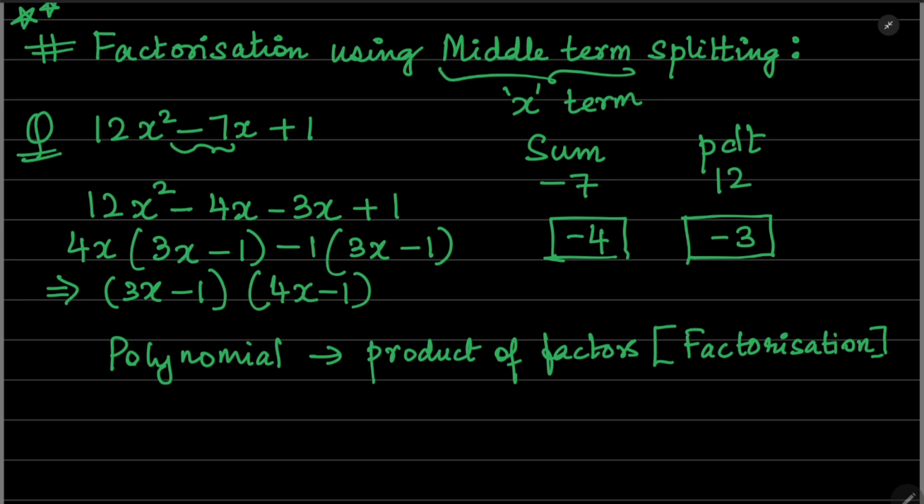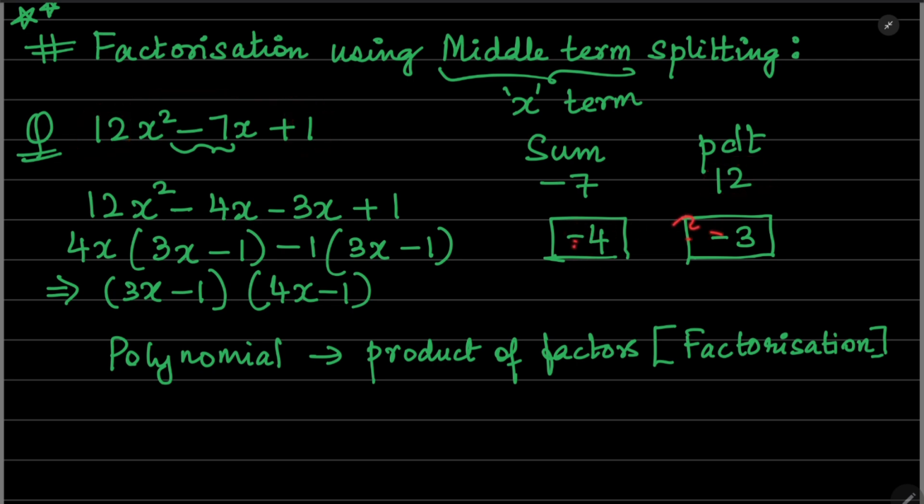So again, I am telling you, the sum will be the middle term. In order to do the middle term splitting, always arrange your polynomial in this order: x square, and then x, and then constant. The coefficient of x will be the sum, and then multiply the x square coefficient and the constant, that will be the product.